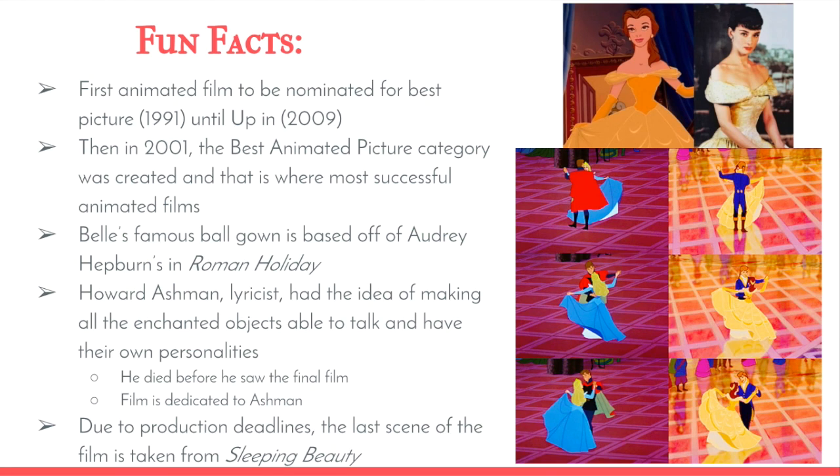So, in 2001, they introduced the Best Animated Picture category. And there you have the majority of animated picture awards going. So it's very unique that Beauty and the Beast did not win in that category. It won for Best Picture. Belle's famous gold ball gown is based off of Audrey Hepburn's in Roman Holiday. So earlier we talked about how Belle was inspired by Audrey Hepburn, and even in the appearance, you can just see a little bit of that.